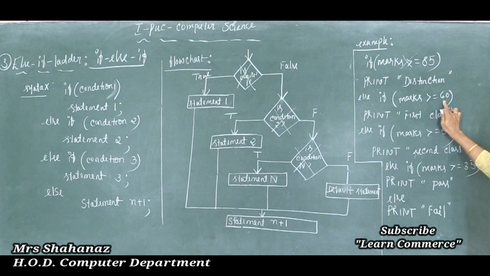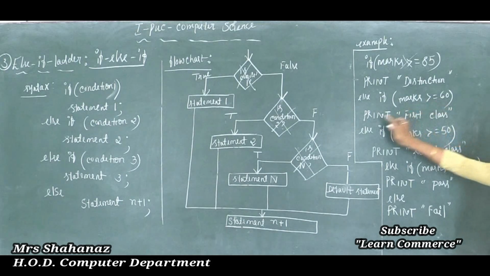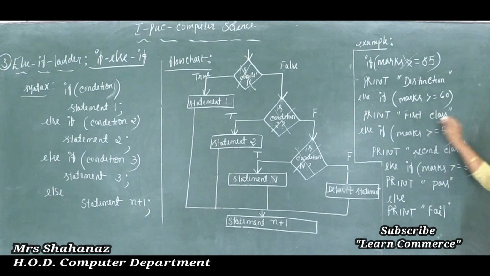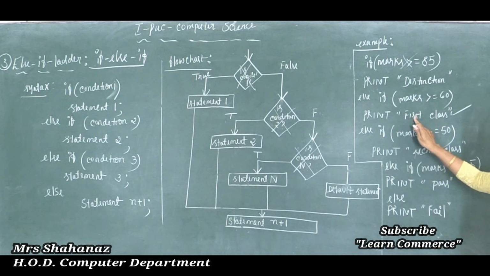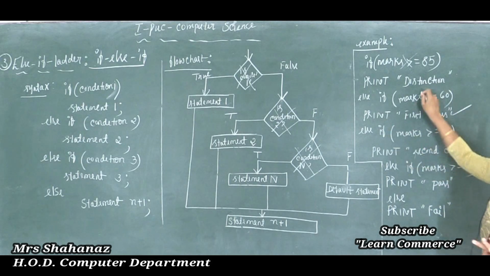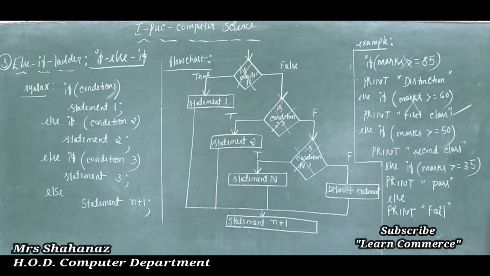Okay, 60 to 84. At that time it is printing this statement. This statement is the first class. Clear this point here? This statement is the first class here. Or maybe if the marks is not 60 to 84 here, maybe the marks is 50 to 59. Maybe any student obtains marks equal to 50 to 59. At that time it is going to display this statement.